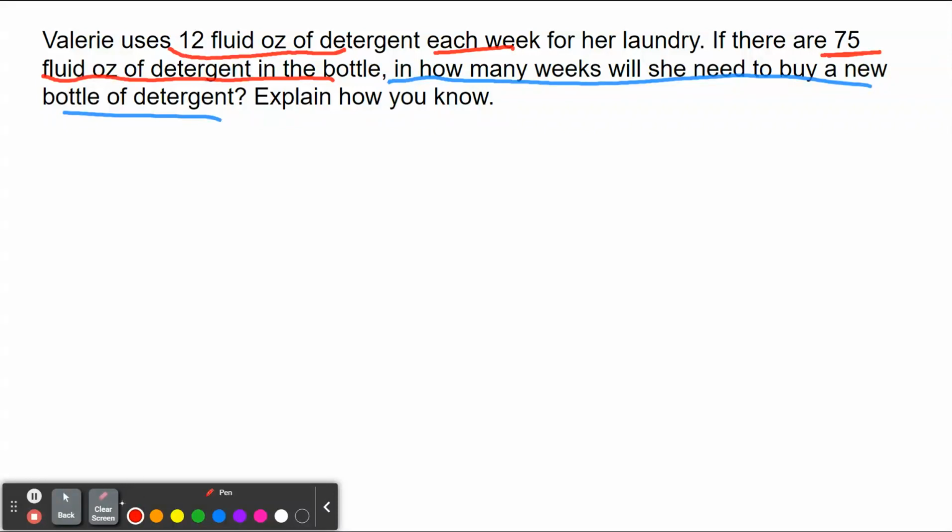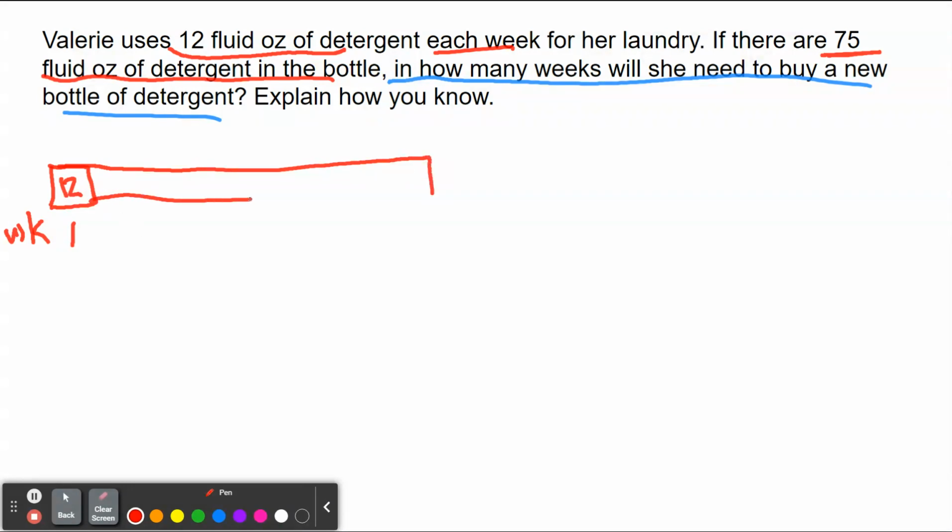So we know that Valerie uses 12 fluid ounces in 1 week. Okay, I'm going to put WE for week. Now, she uses 12 fluid ounces in each week, right? But one bottle has 75. Ooh, I made this really close up here. Sorry, guys. So a bottle has 75 fluid ounces. She uses 12 ounces a week, right? So it's their second week. So she just keeps doing this until she's out of detergent.